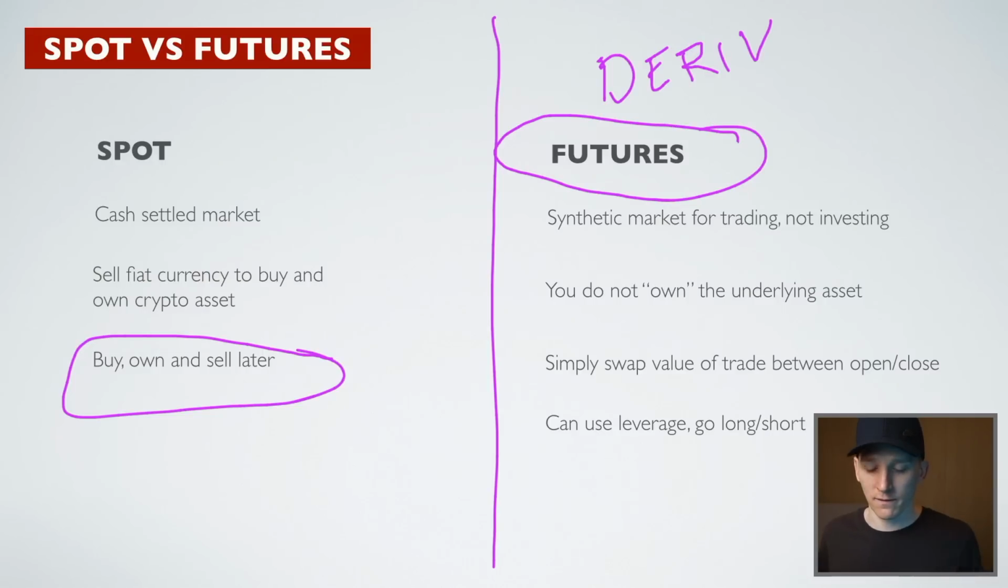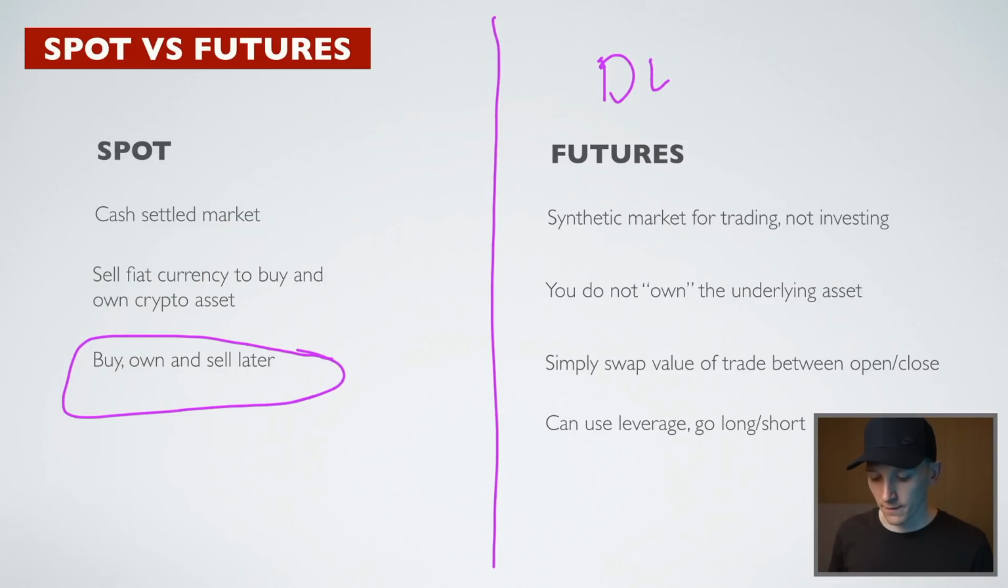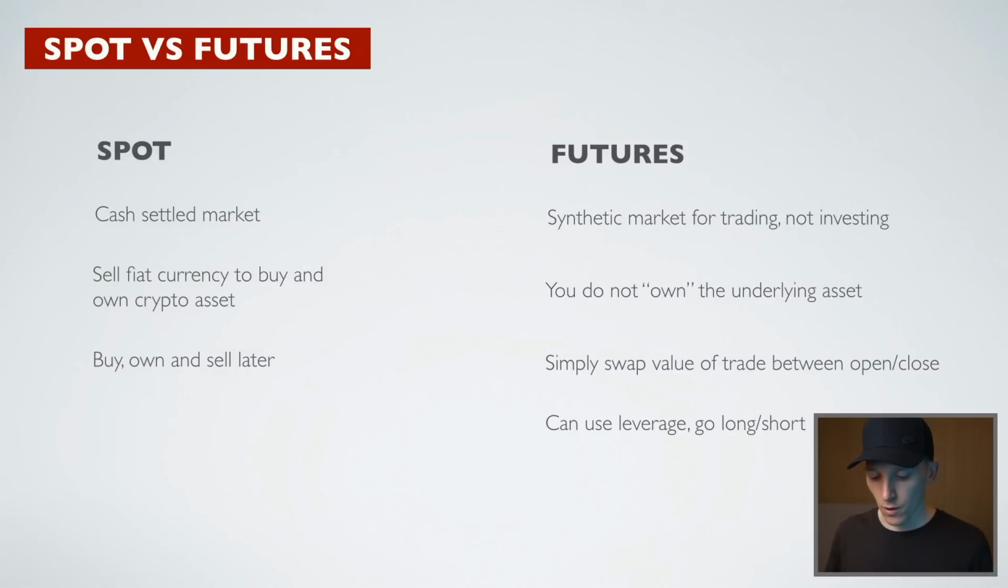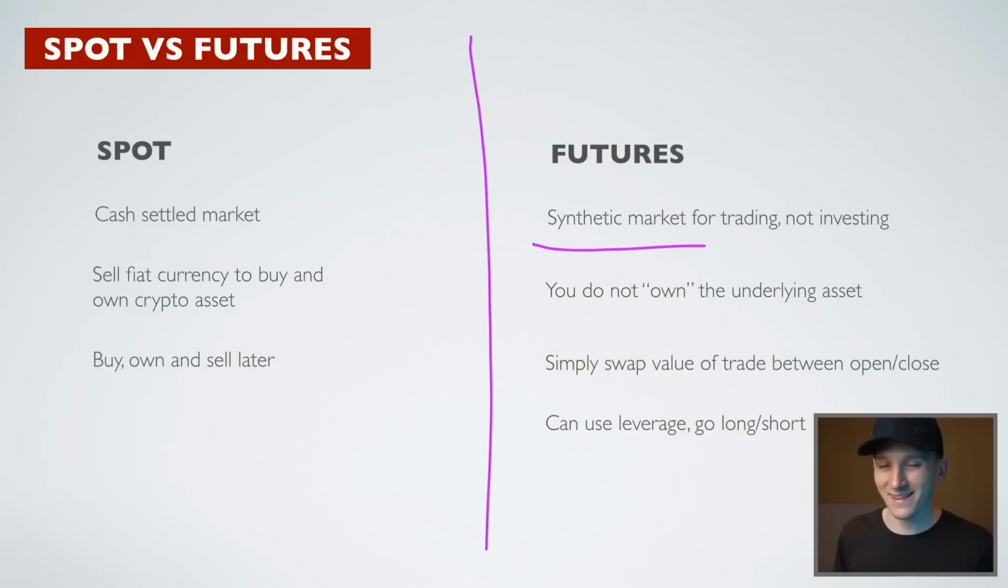What a futures market does is let short-term traders speculate on the price of an asset. So you have Bitcoin futures and Ethereum futures and many other crypto assets. You can take positions on the price. So it's a synthetic market. It's not for investing because there are certain costs associated with this market as well. It's for short-term trading where you can take a position on the price alone. You have to open and close a trade to make either a profit or a loss. You do not own the underlying asset. You swap the value of the trade between when you open and close that trade.